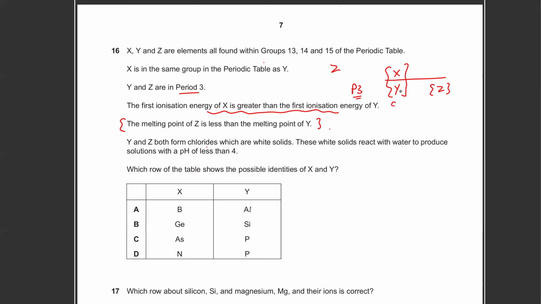So silicon has a chloride, which is not a white solid. You said silicon? Silicon chloride is not a white solid. Aluminium chloride is. And PCl5 is a white solid. Silicon chloride is a liquid. Is that clear?